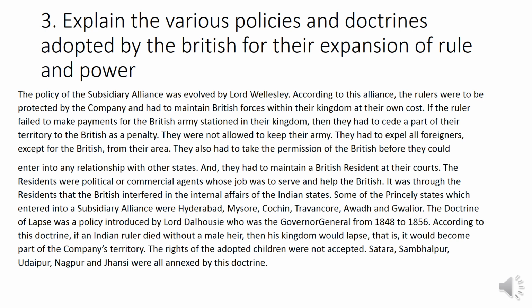The doctrine of lapse was a policy introduced by Lord Dalhousie, who was the Governor General from 1848 to 1856. According to this doctrine, if an Indian ruler died without a male heir, then his kingdom would lapse, that is, it would become part of the company's territory. The rights of the adopted children were not accepted. Satara, Sambhalpur, Udaipur, Nagpur and Jhansi were all annexed by this doctrine.